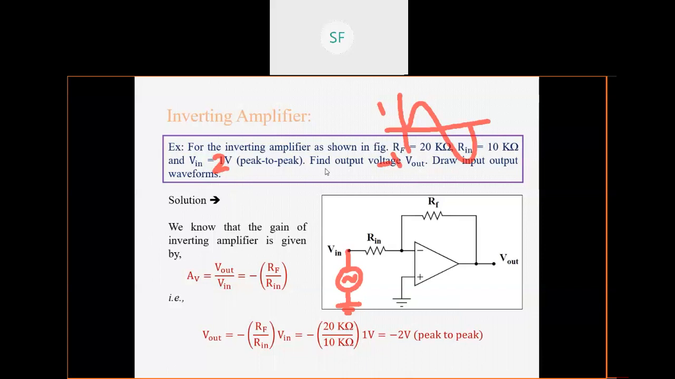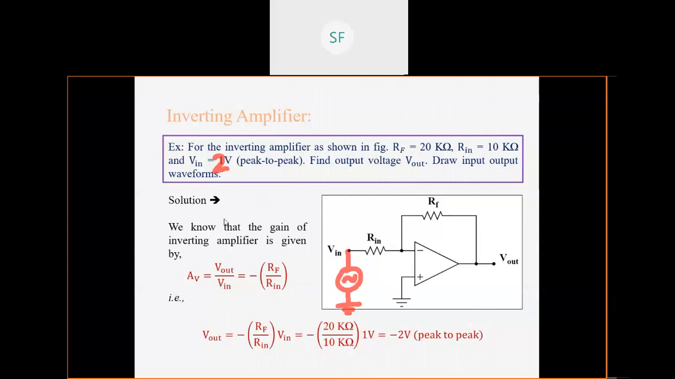Now what you have to find out? You have to find out the output voltage Vout, and you have to also draw the input and output waveforms. So the input waveform I have just drawn. Okay, so you have to also draw the input and output waveforms. So this is a very important example, and many times it is asked in the exam.